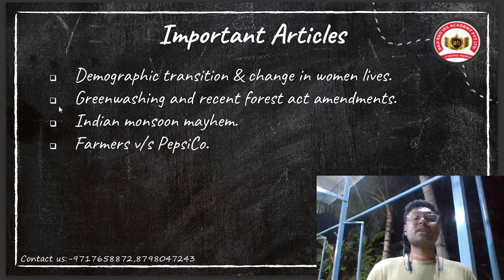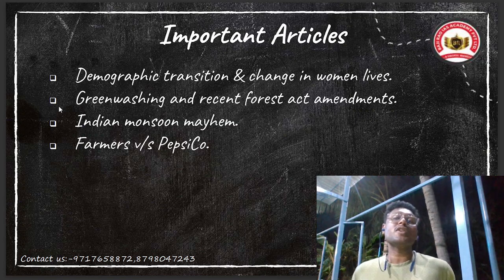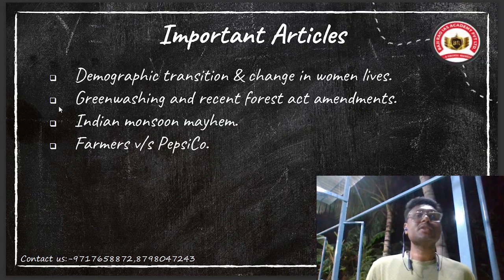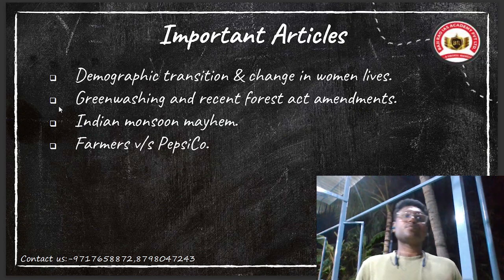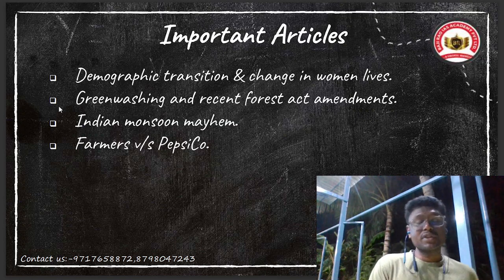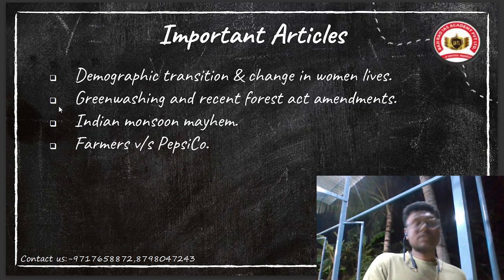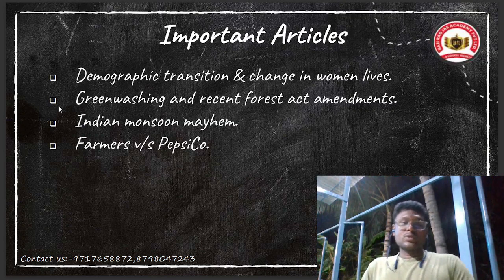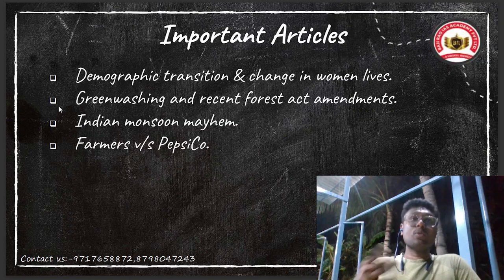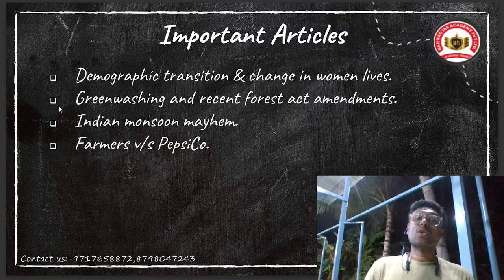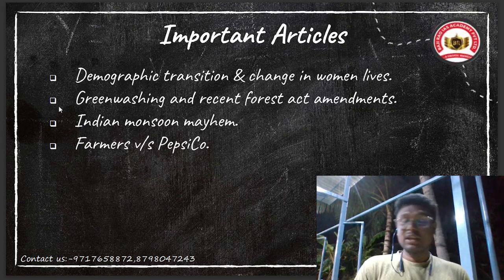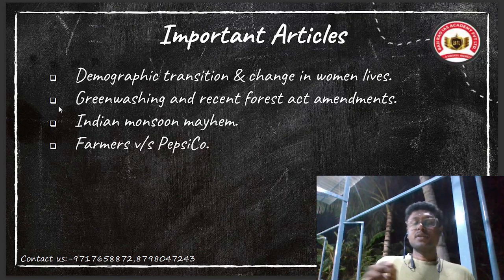And the second article is greenwashing and recent Forest Act amendment. You all know, guys, recently a Parliamentary Committee has given a note for the changes in the Forest Conservation Act 1980. In this article, they are trying to give some definition for greenwashing. The government is trying to get autonomy for itself, and they are affecting the forest conservation and our targets. We will look into this article in a very better manner.